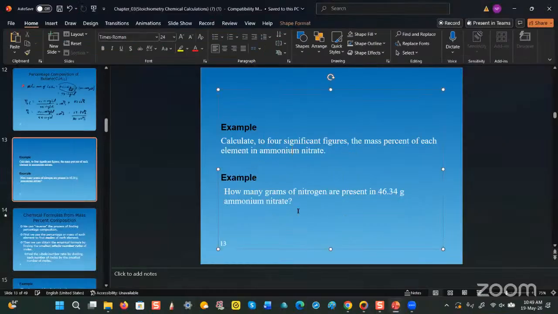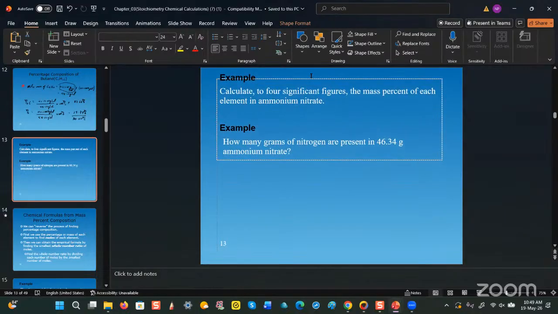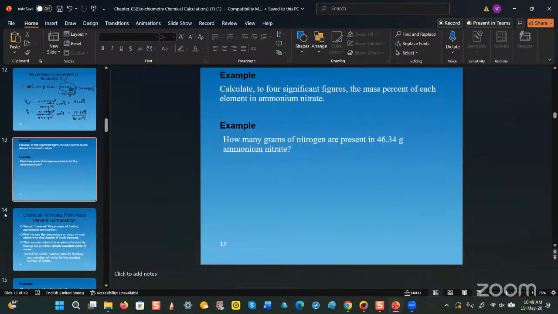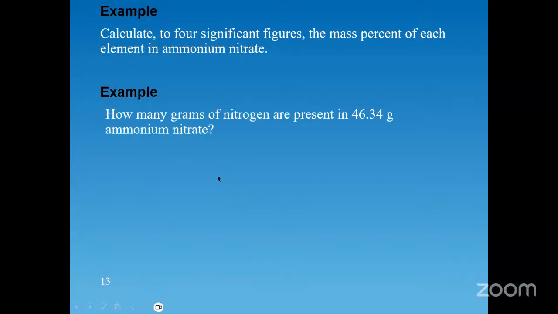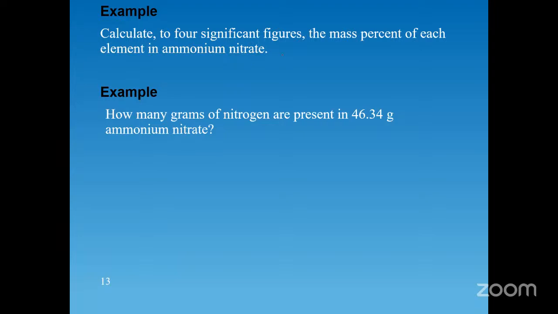Let me move this up again to create some space below. Okay, so the first example says calculate in 4 significant digits the mass percent of each element in ammonium nitrate. So of course you need to figure out what the formula for ammonium nitrate is. And the formula for ammonium nitrate is NH4NO3. All right. So to find the percentage of each of them, first you have to find the molar mass of ammonium nitrate.